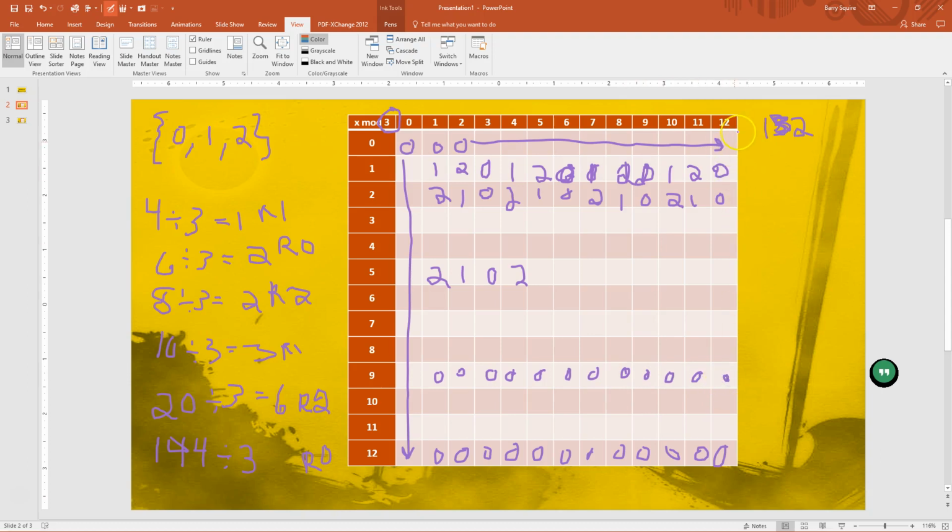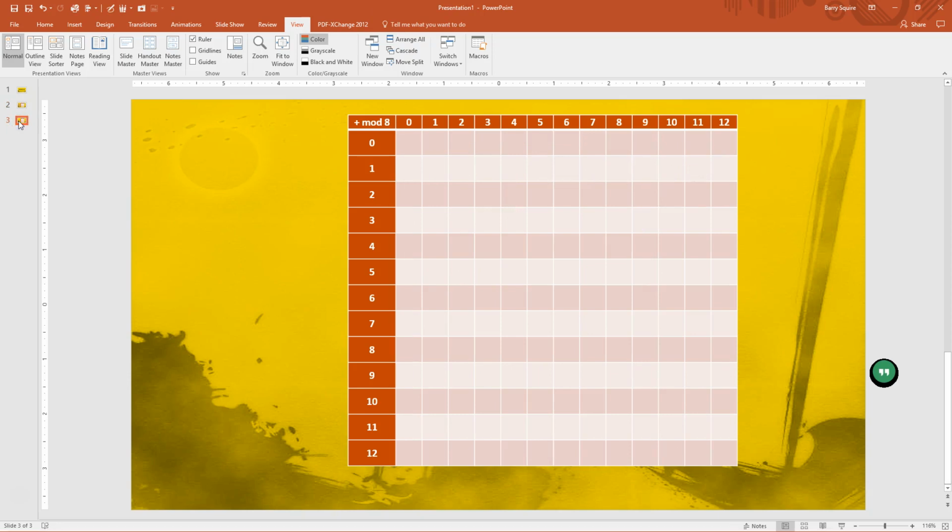And if you notice in the 12 column, it's starting to look like that's all zeros too. Same thing with the 9 column, all zeros. So it looks like maybe we get all zeros when we have multiples of the modulus. Well, that's kind of crazy. Let's take a look at mod 8, just because, we're crazy.